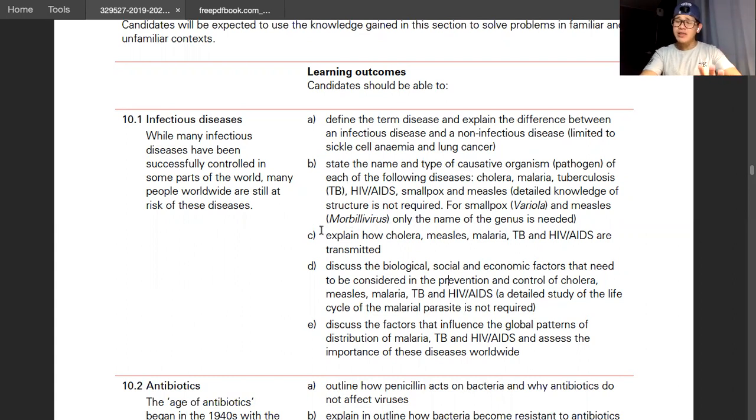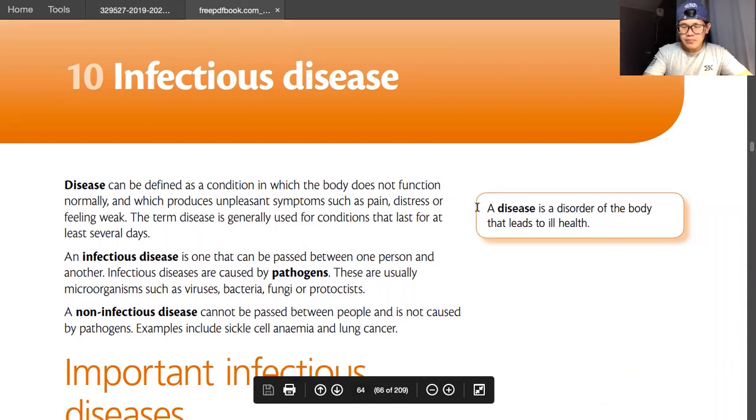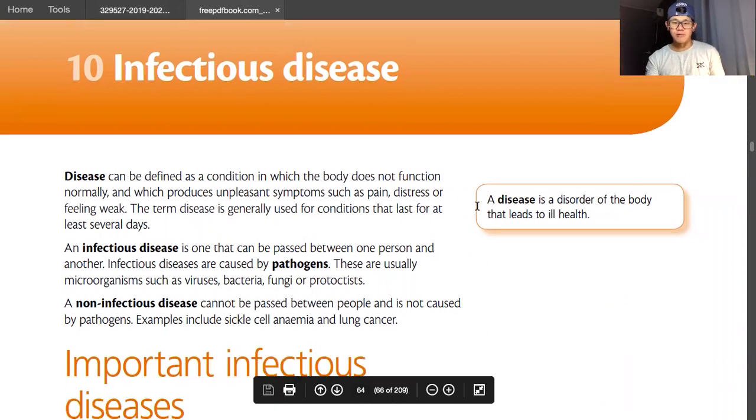Okay. So without further ado, we're just going to jump straight in. This topic is quite straightforward anyway, right? So it's just going to be knowing what they are, how they get transferred, and how we control and prevent them, right?